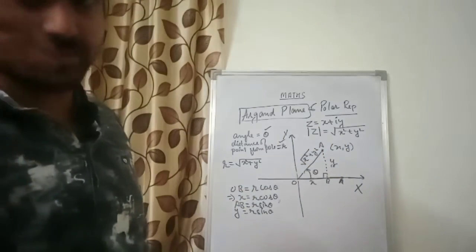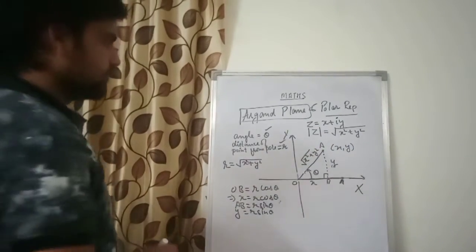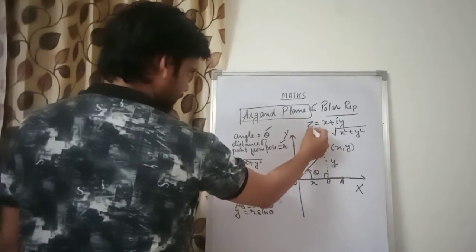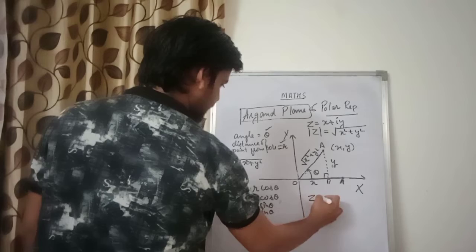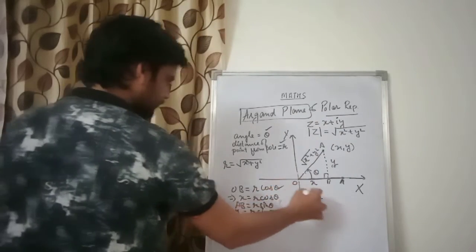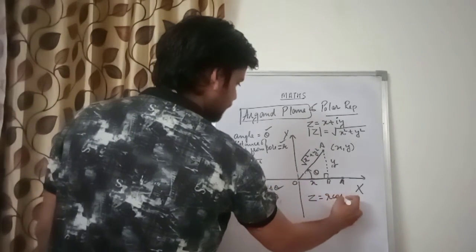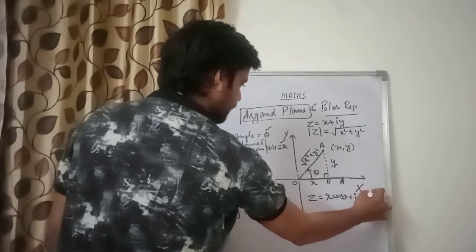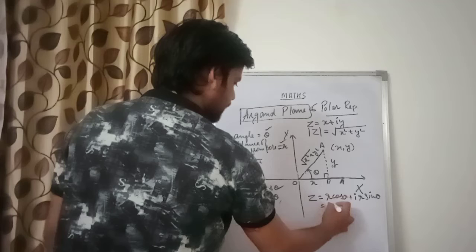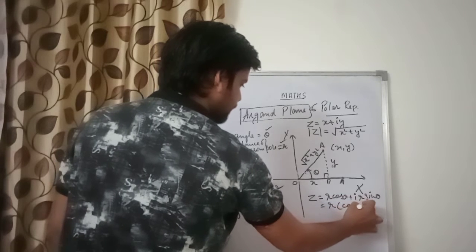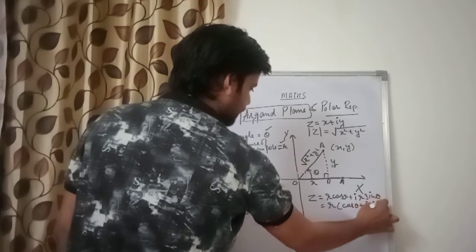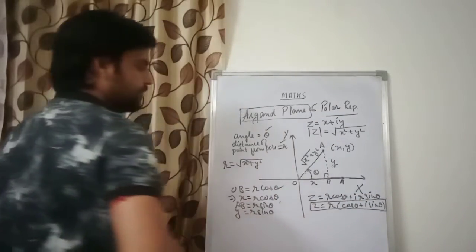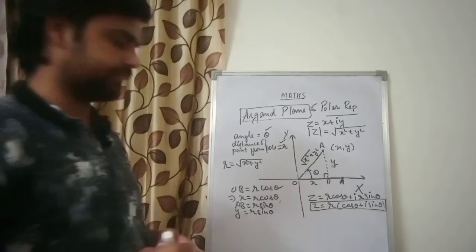r sin theta. So we can write this point, or this complex number, as z equals x, which is r cos theta, plus i times y, which is r sin theta. So take r common, we can write r(cos theta plus i sin theta). So this is actually the polar representation of a complex number.